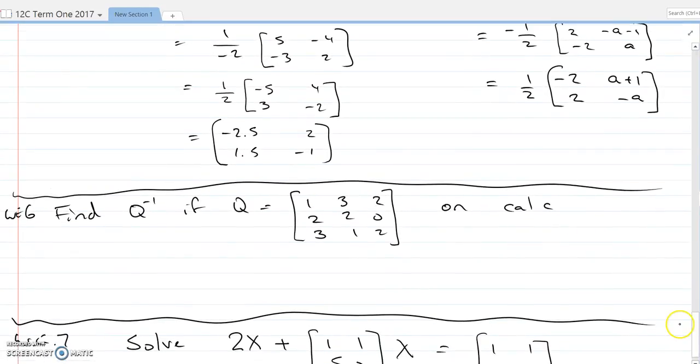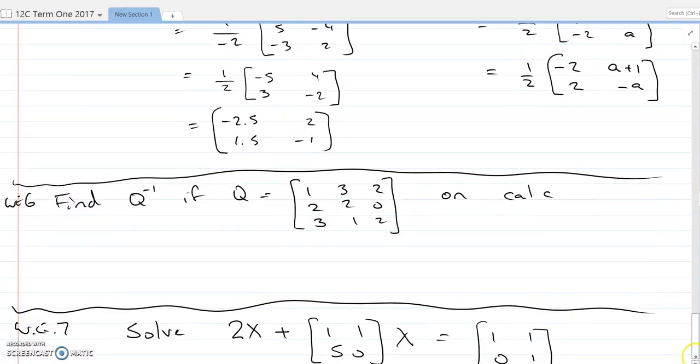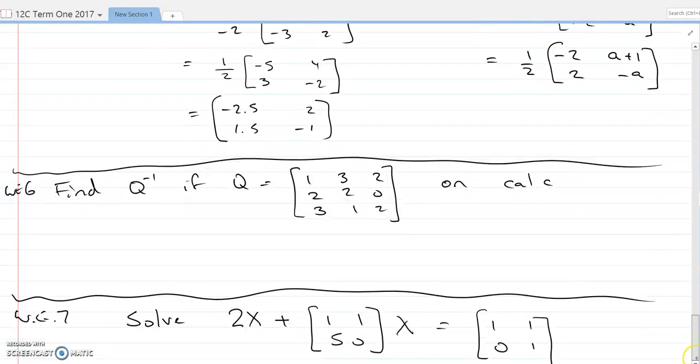This one is on a calculator. Just see if you can recall how to do that on a calculator. Find the inverse of a 3 by 3. We practiced those by hand, and we're not going to do that anymore. That's just such a pain. So you can just do that on your calculator.